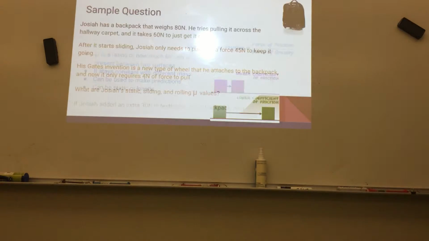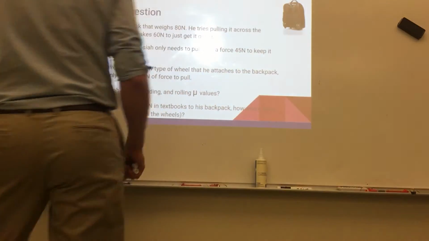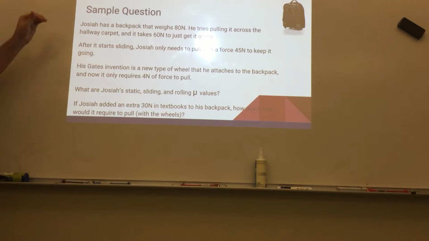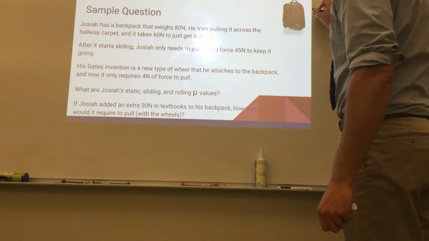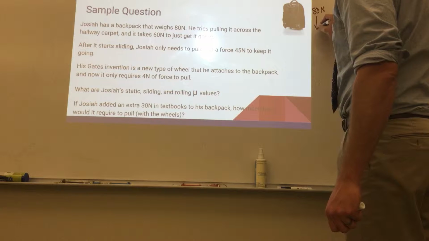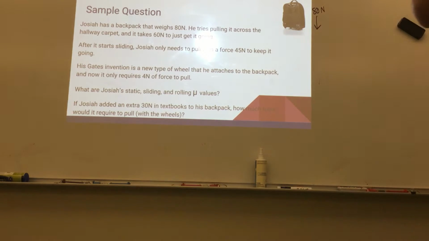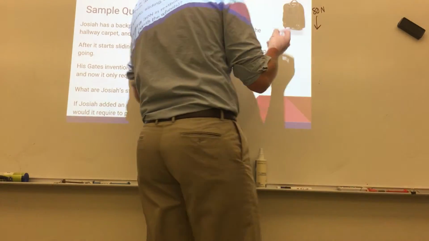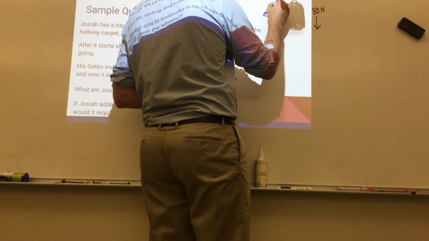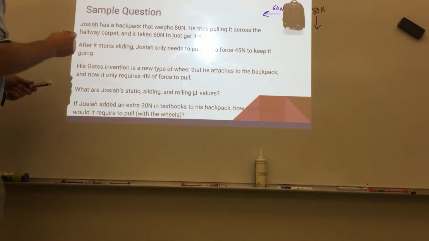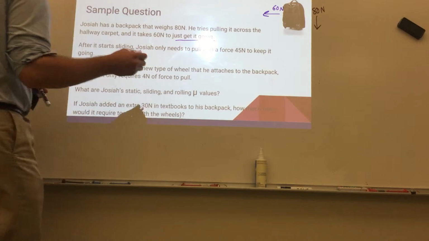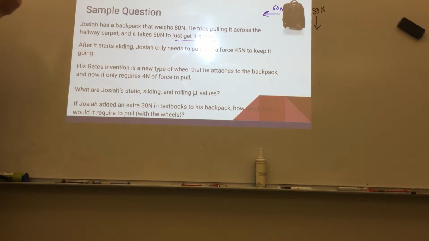Next page. If that seems kind of vague or esoteric, I want to go through an example that will hopefully make it more realistic. So this is Josiah's backpack. It has a force of gravity of 80 newtons. That should be acting down. And he tries to move that. I'm going to check the camera, make sure we're recording this. Yes. He tries to move that, and it takes him 60 newtons to move that over, just to get it going. So just to get it going, the key there, that's our static friction to get it over that hump of the fact that it wasn't moving.